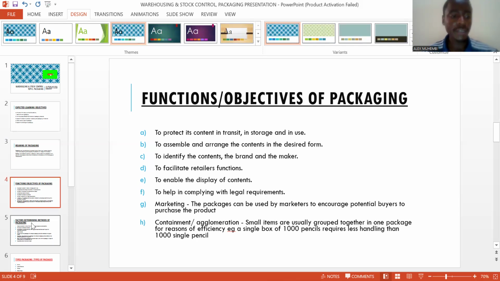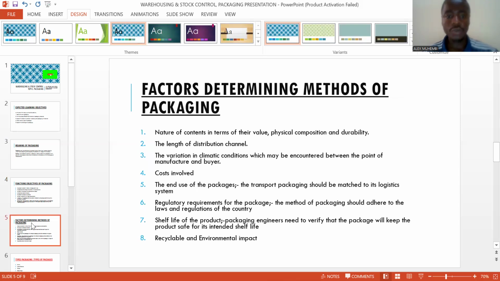Now we can move on to the next item. We are going to look at the factors determining methods of packaging. What factors need to be considered if you are going to determine which method of packaging you would want to use? So let's look at the factors now. One of the factors, and this is very key, is the nature of contents in terms of their value, physical composition, and durability. So that is one of the factors, the nature of the content.